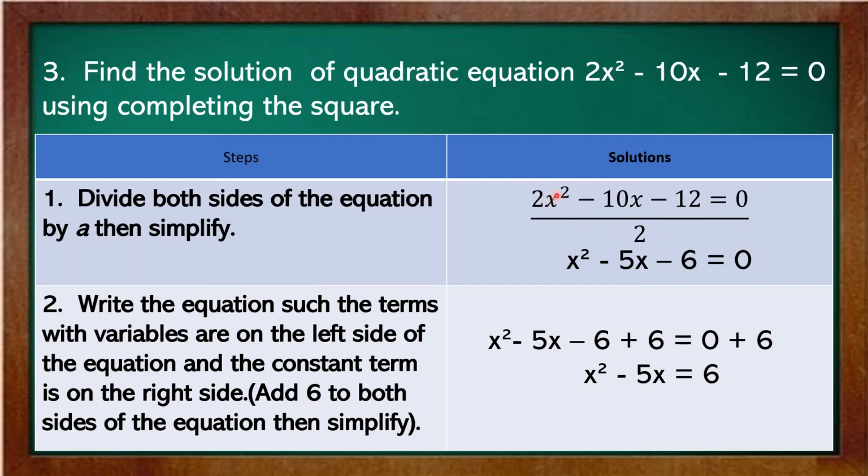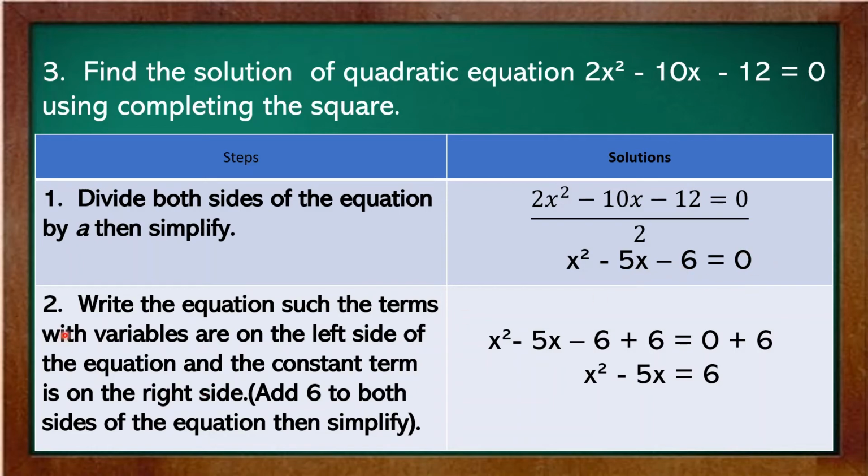So, 2x squared divided by 2 is x squared. Negative 10 divided by 2 is negative 5x. Negative 12 divided by 2 is negative 6 equals 0. And that is our equation.